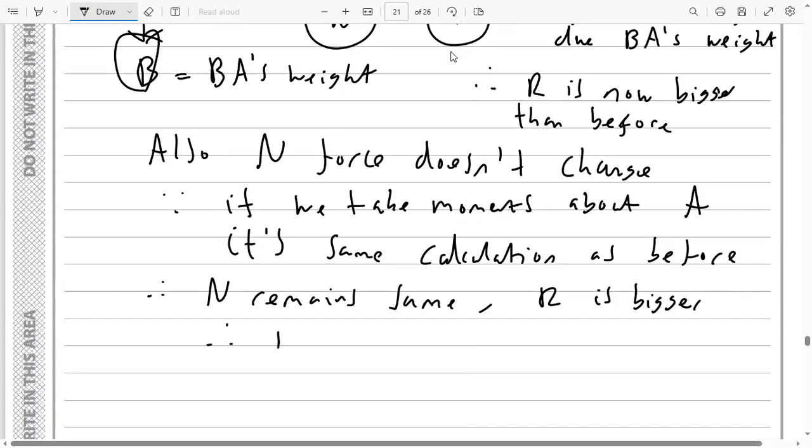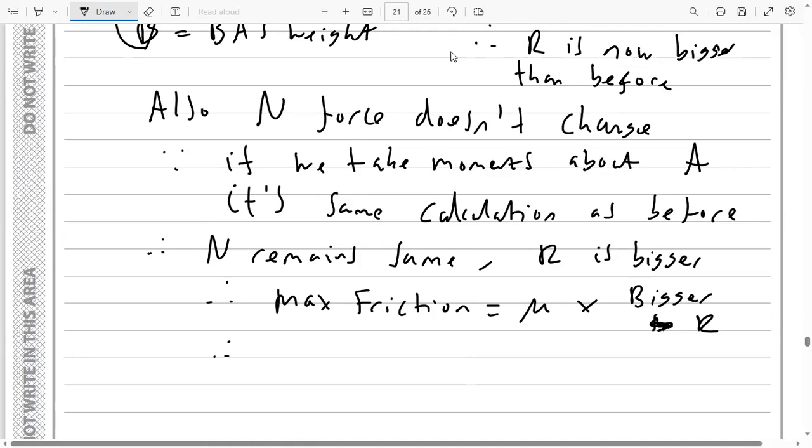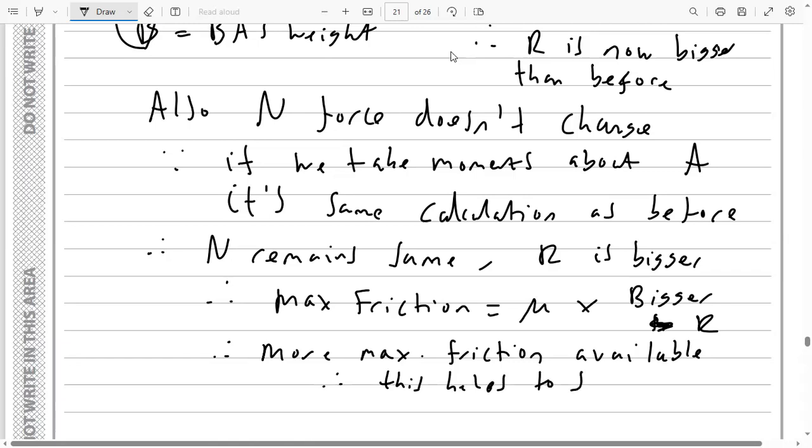So therefore, the maximum friction increases. Maximum friction is equal to mu times by a bigger reaction force, bigger R, right? So therefore, the maximum friction available is bigger. More maximum friction is available. So therefore, this helps to stop the ladder slipping. Brilliant. So that's how we would answer that one.